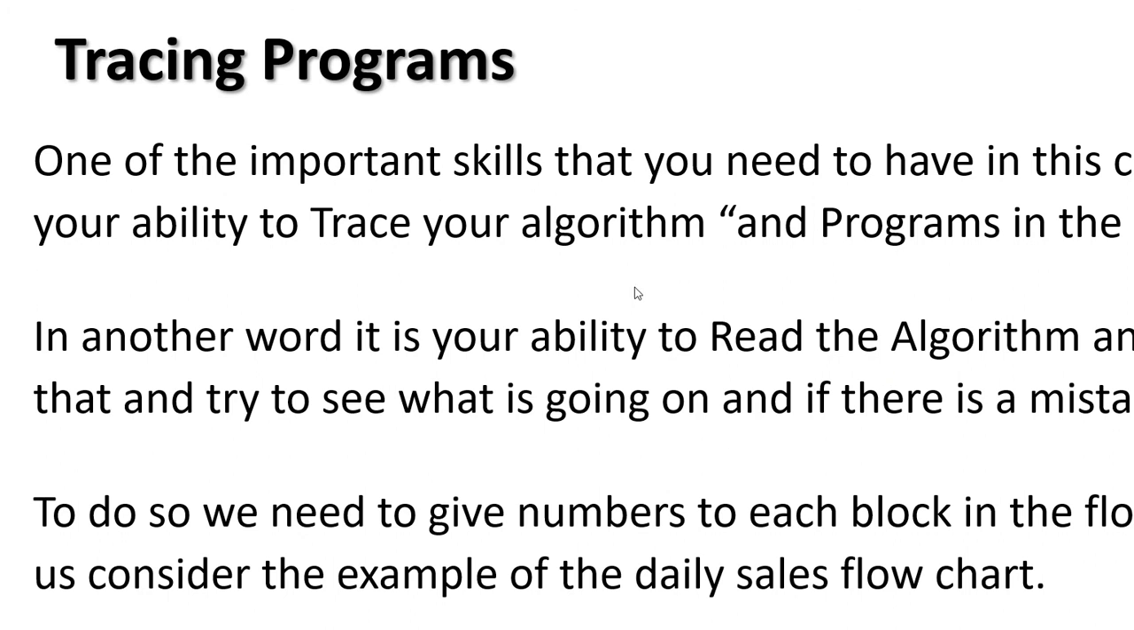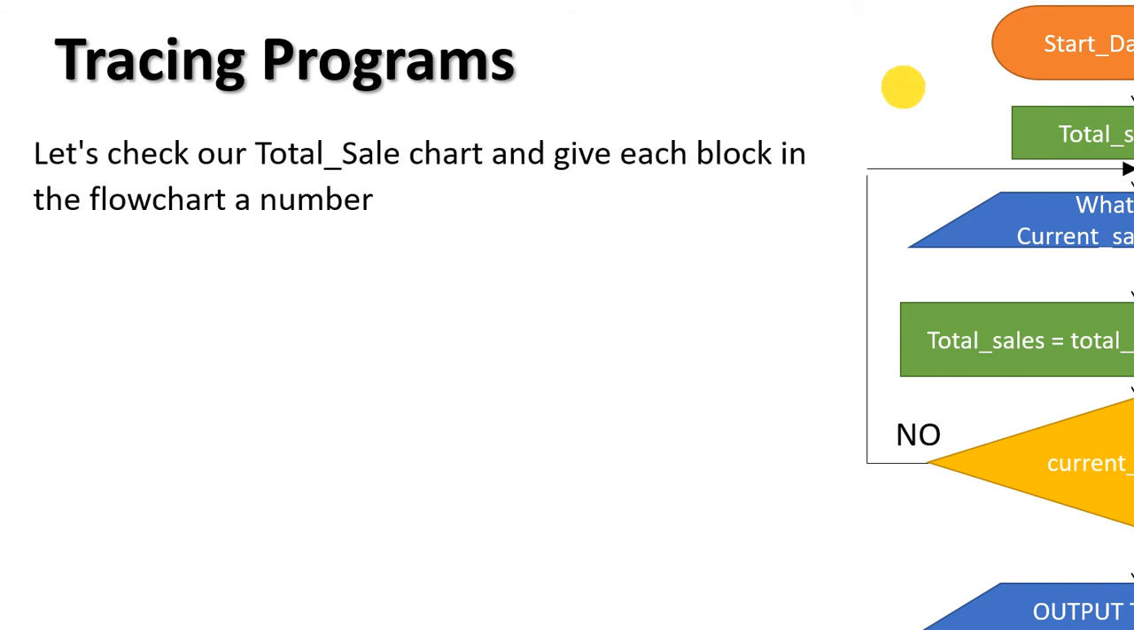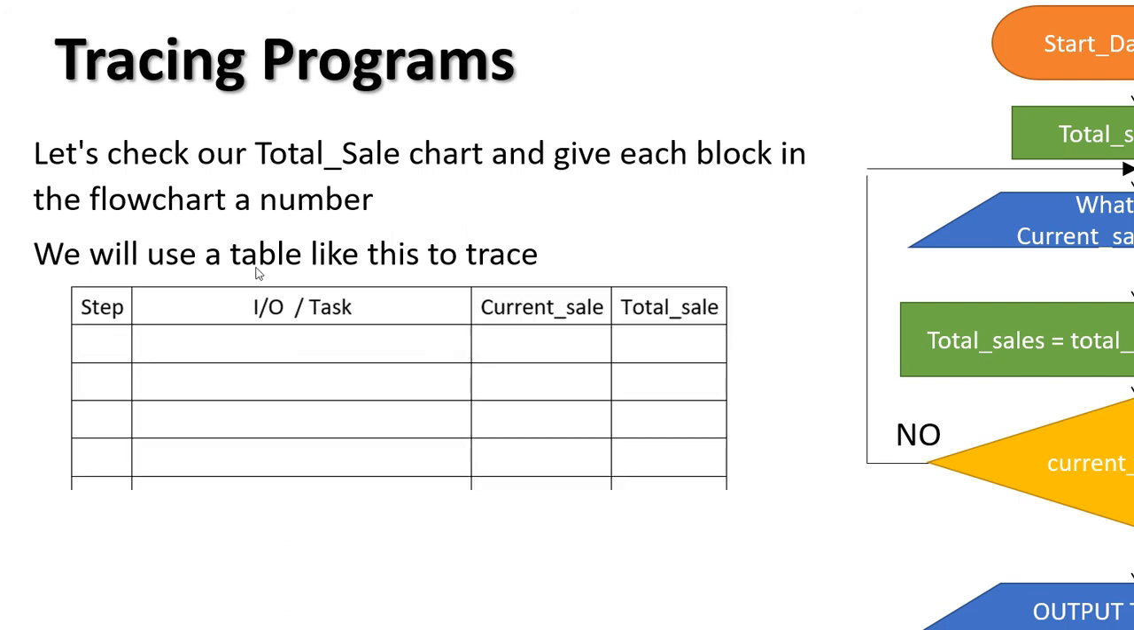So the idea is, if we have a flow chart, like in our case, we give every box in the flow chart a number. We'll give these boxes numbers 1, 2, 3, 4, 5, 6, 7. Then we will create a table. The table will have the step number, the task or the input/output, and then every extra column is one of the variables. However many variables we have on our chart, we will have separate columns for them.